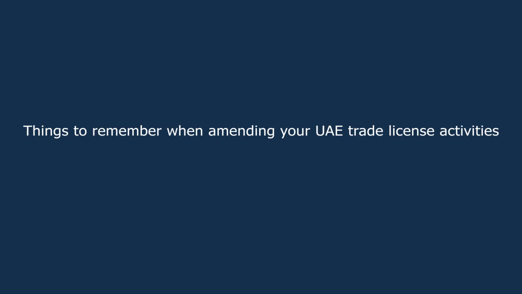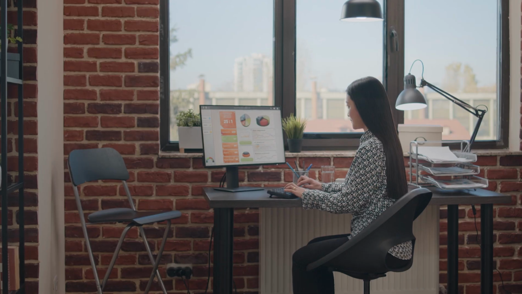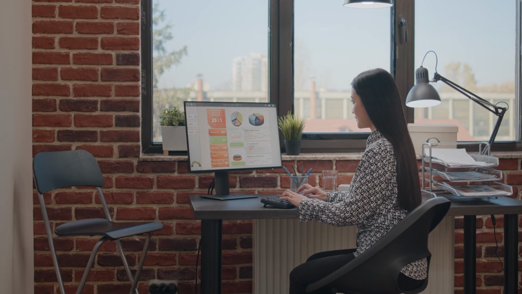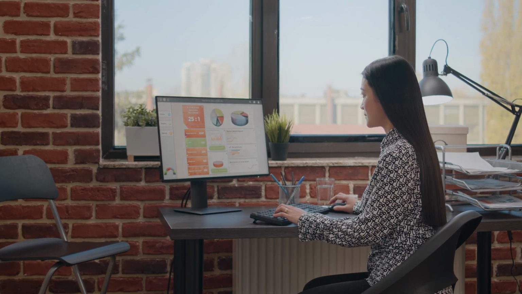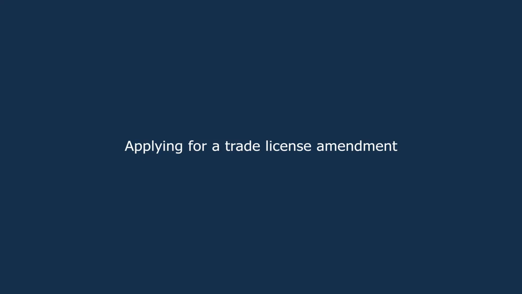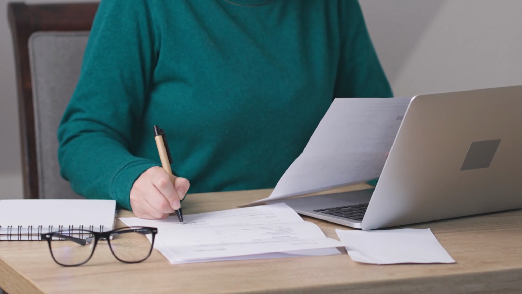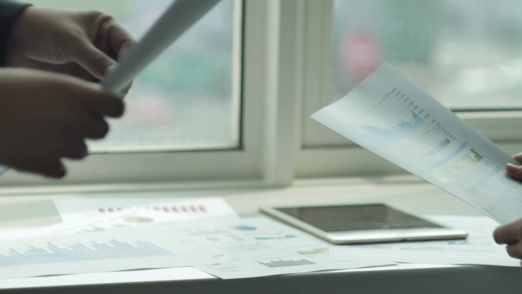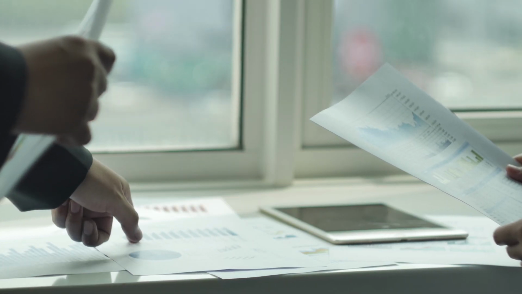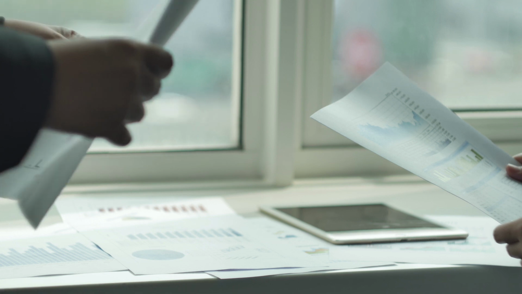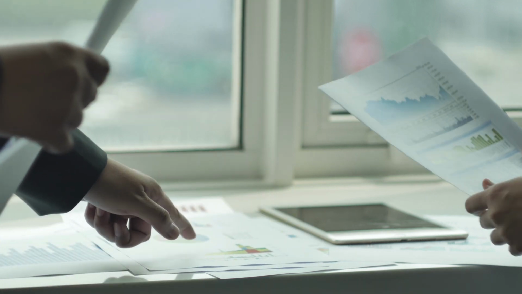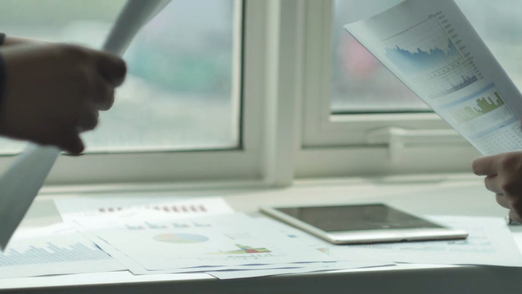Things to remember when amending your UAE trade license activities. It is important to remember the following before you add activities to the trade license. Applying for a trade license amendment. You can apply for a trade license amendment to add activities to a trade license, and you can also complete this process when your business license needs to be renewed. You can make the following changes to your business license.